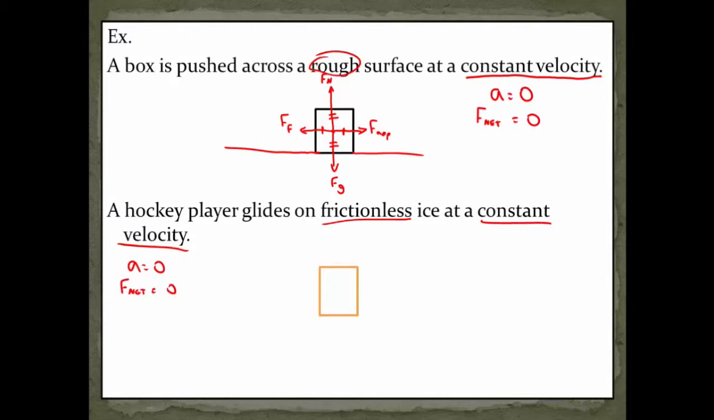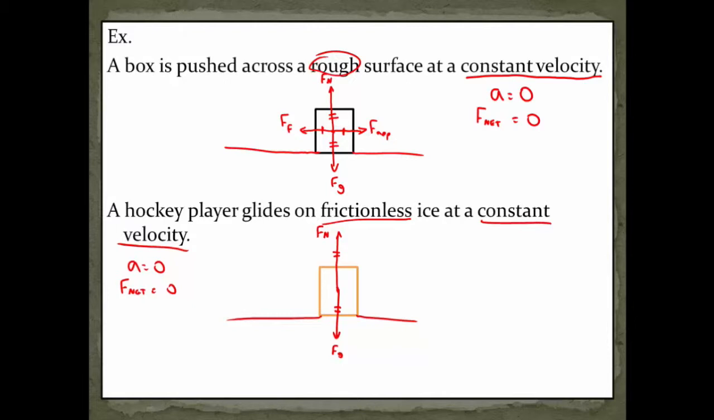Well, let's start this off. I'll again draw the ice. From the center we have the weight, there's your Fg, and we have the equal and opposite normal force. These two are equal. Why? Because there can't be acceleration up or down.